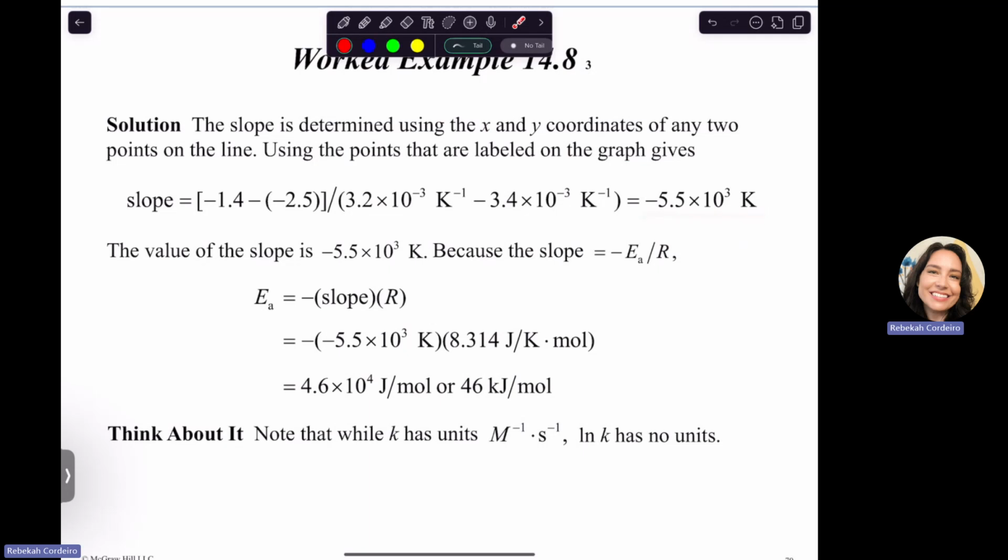And then that would mean that our activation energy would be the negative slope times R. Plug in our slope, plug in R, and you get out 4.6 times 10 to the 4 joules. And if we turn that to kilojoules to make it a little easier to read, it's 46. K has units of inverse molarity inverse seconds, but ln of K has no units.